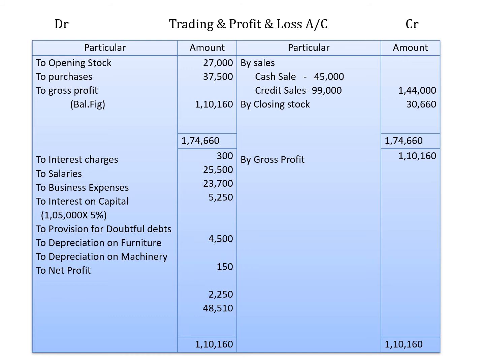So total sales will be taken to the outer amount column. So by sales, cash plus credit sales 1,44,000. Next item is by closing stock. Closing stock is given as 30,660. So we record the closing stock also.